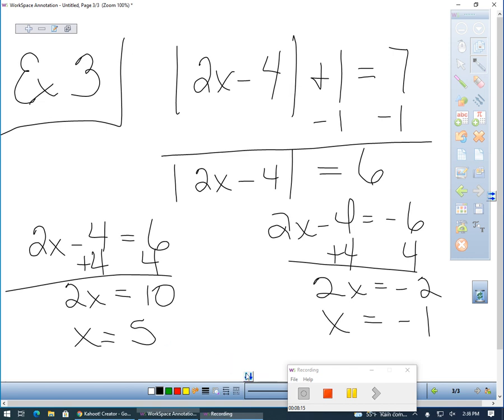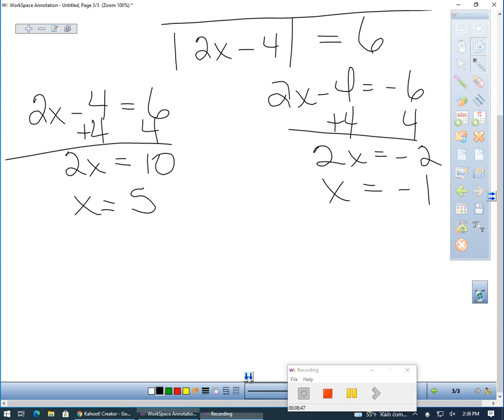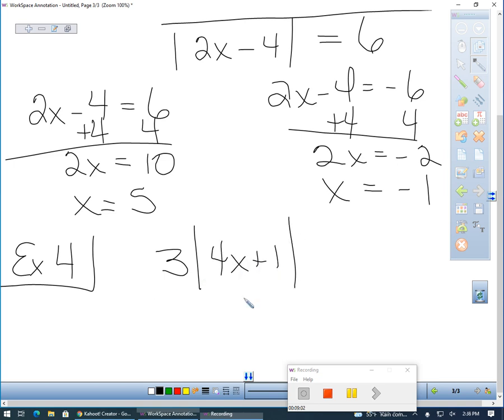How about this one, example number 4? Example number 4. I'm going to make it even tougher. I have 3 times the absolute value of 4x plus 1, minus 2 equals 7. All right. Is that absolute value by itself? No. We're going to cover that.